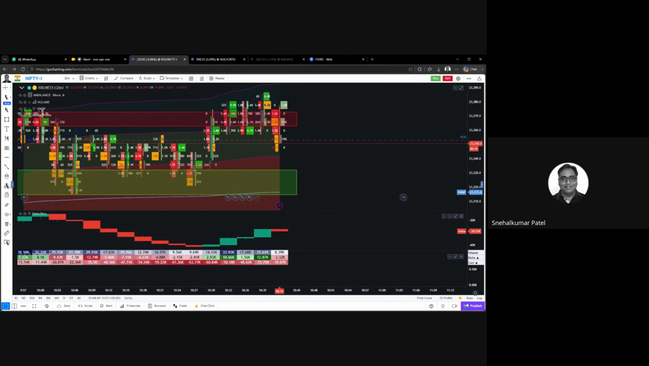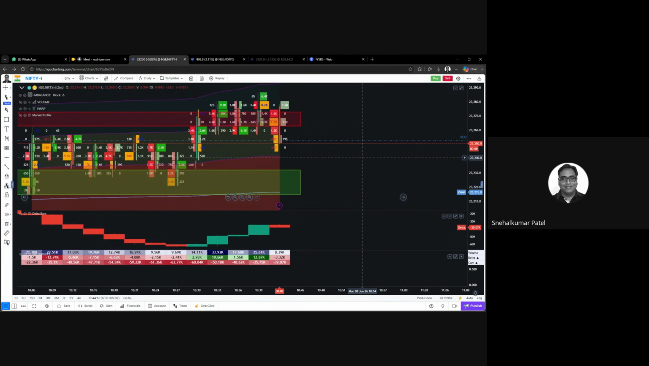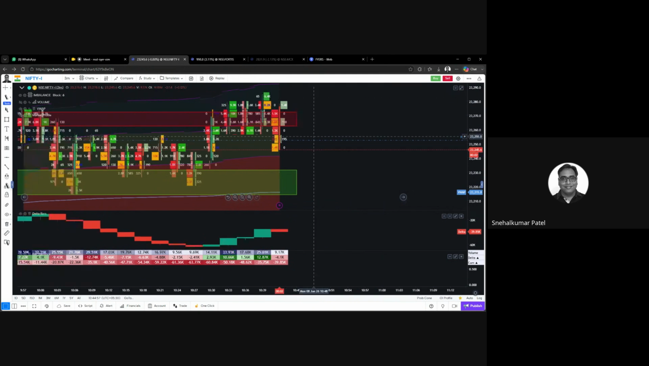Again, price trying to get rejected from the same level. Tried to go up, rejected again. Imbalance on the sell side.